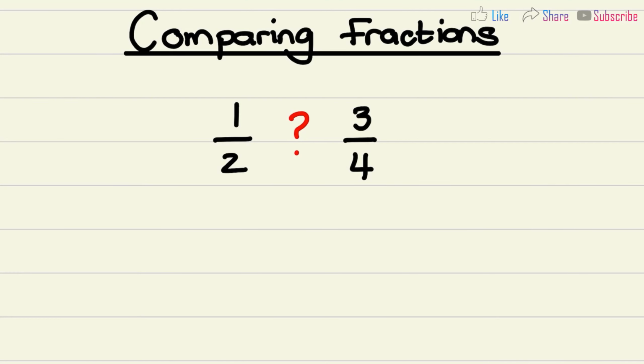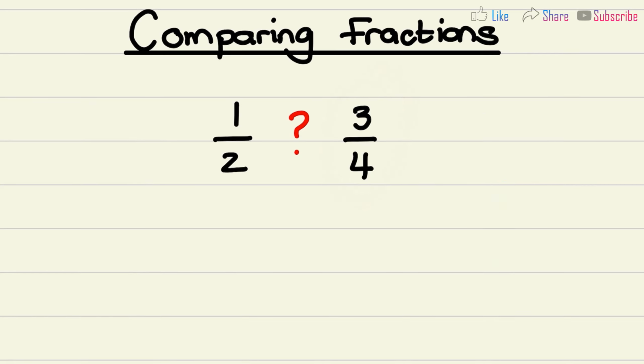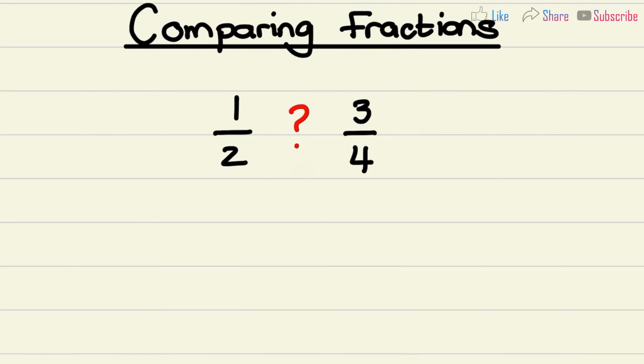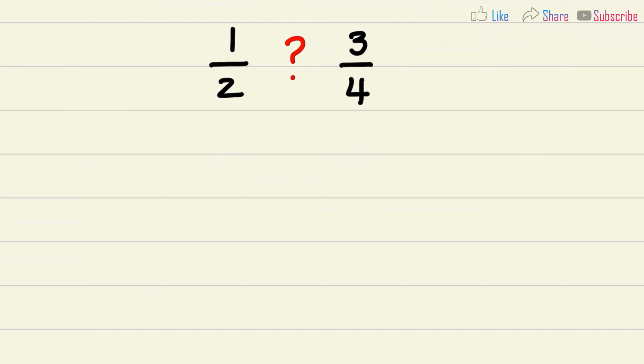When we compare fractions, we want to figure out if a half is bigger than, smaller than, or equal to 3/4. So when we compare fractions, the denominators have to be equal to each other. So we can find the lowest common denominator. In a previous video, we learned how to make equivalent fractions. So we can either rewrite a half or rewrite 3/4.